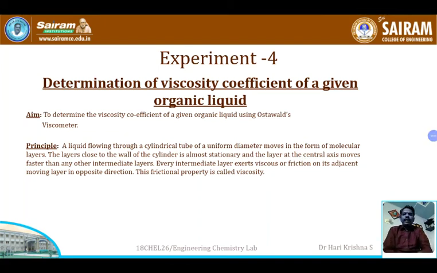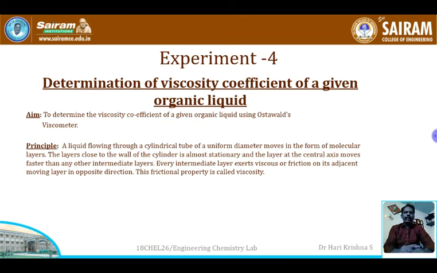Our next experiment is determination of viscosity coefficient of given organic liquid using Ostwald's viscometer. We have different types of viscometer. This is called Ostwald's viscometer because Ostwald designed this viscometer. So what is viscosity? It is the resistance offered to the flow of liquid.